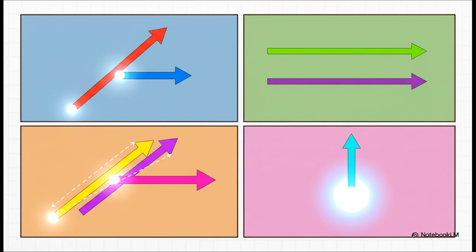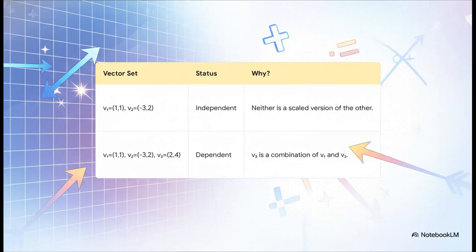Oh, and one more thing. The 0 vector. The instruction to go nowhere? Yeah, that guy always makes a set dependent. Total freeloader. Let's put some actual numbers to this.